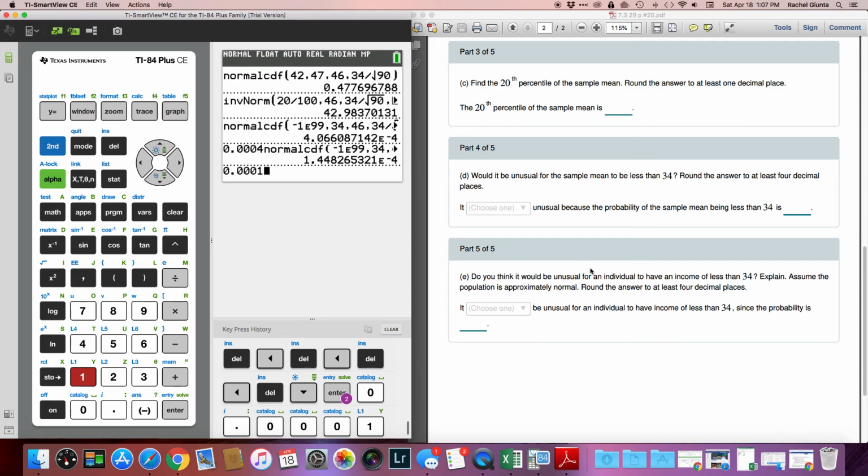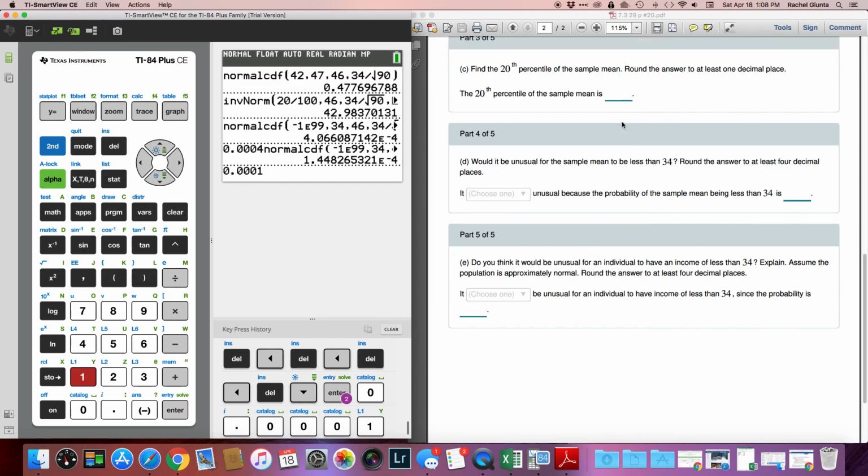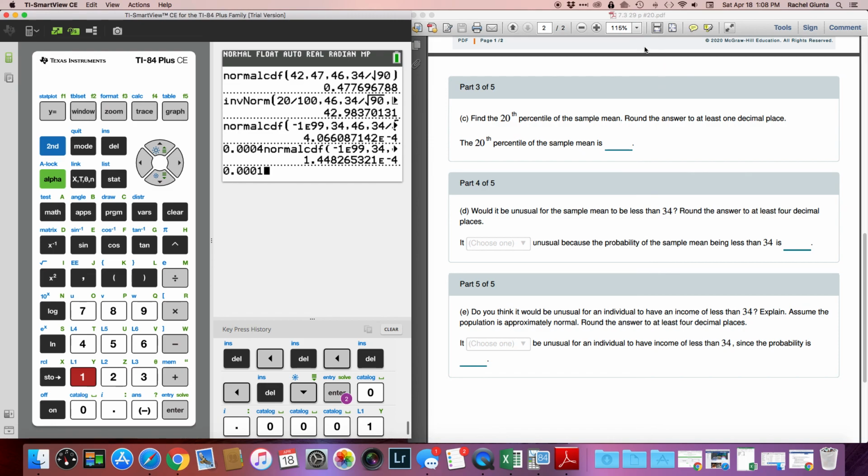So these exact same 5 parts show up again in question 21, so there's not going to be a separate video for 21. You should be able to follow this one and get all the answers for 21 that way.